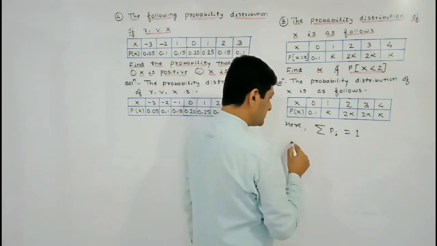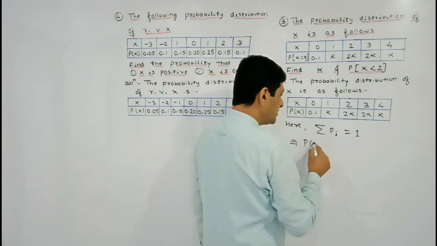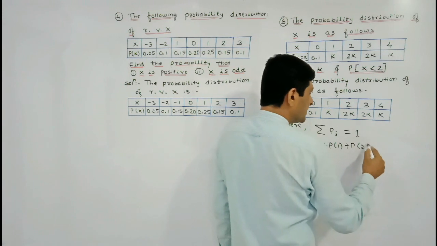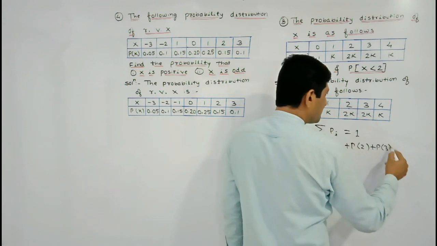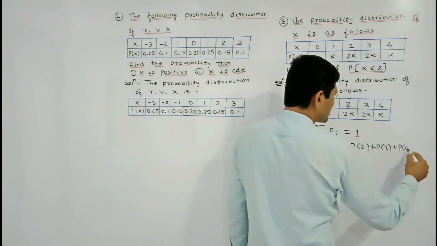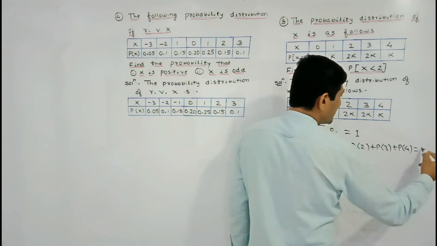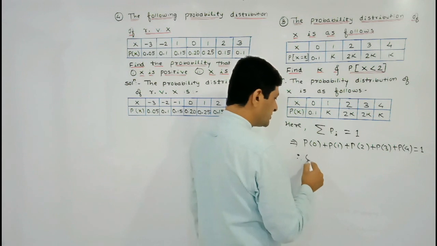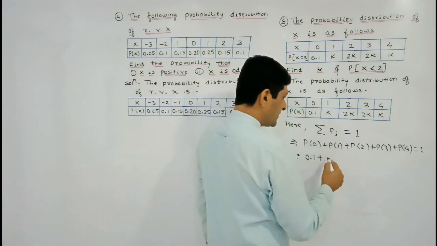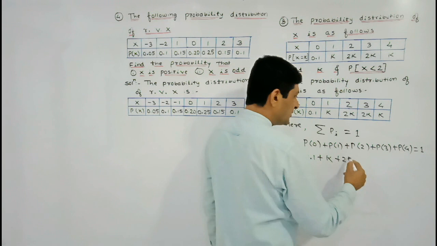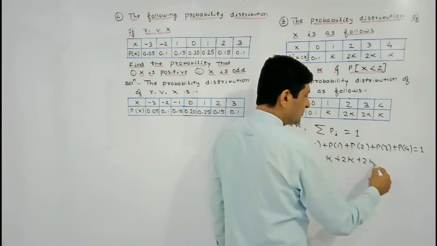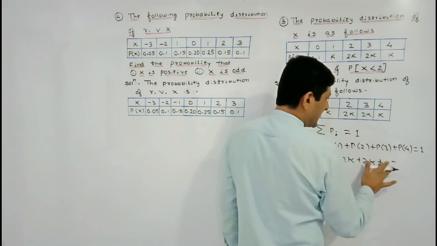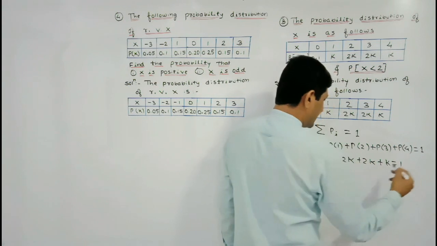So this implies that p of 0 plus p of 1 plus p of 2 plus p of 3 plus p of 4, sum of all probability, will be equal to 1. Now remaining part is just to substitute the value. P of 0 is equal to 0.1, P of 1 is equal to k, P of 2 is equal to 2k, P of 3 is also 2k, and P of 4 will be equal to k. On this side, 1 keep it as it is, equals to 1.